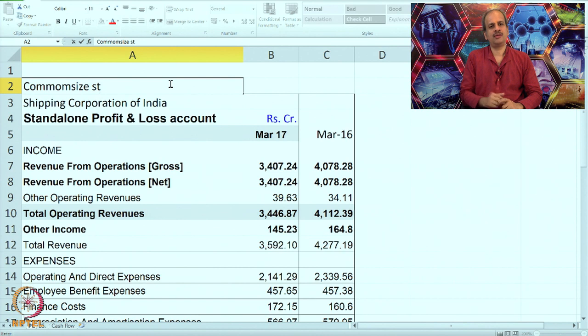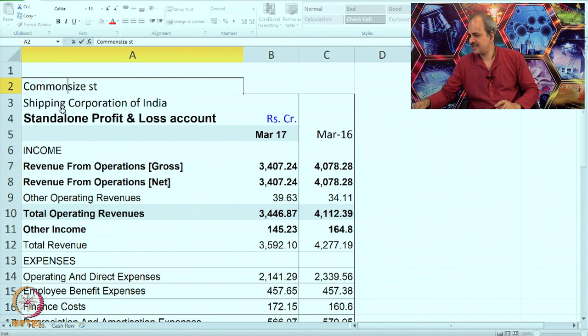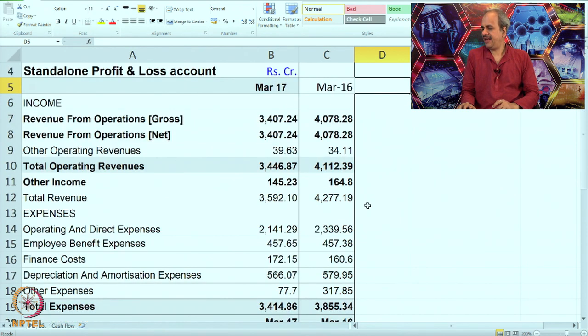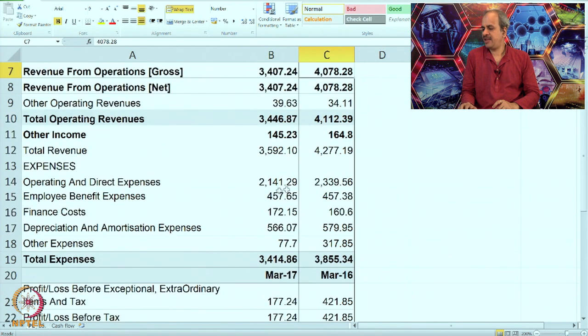I had requested you to make it on your own. So this is the common size statement. Let us make it. Please make it along with me. It's very simple. Take the printout of the given sheet, that is P&L, balance sheet and cash flow, which is for 2 years.